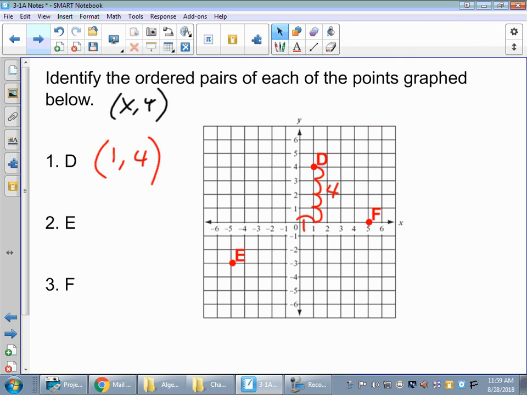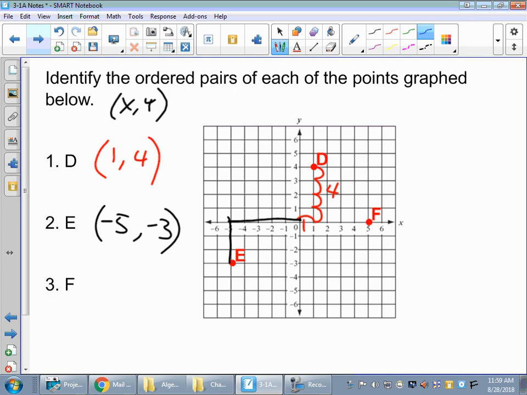Okay? For point E, we'll look at where E is. We can just kind of see that one with the x. We're going backwards 5, so -5. And then we're going to go down 1, 2, 3, so it'd be -3. And then for F, we're not going anywhere on y, but we are traveling on x. So x would be going a +5 and 0 because we didn't go anywhere up and down. So very simple with plotting points.